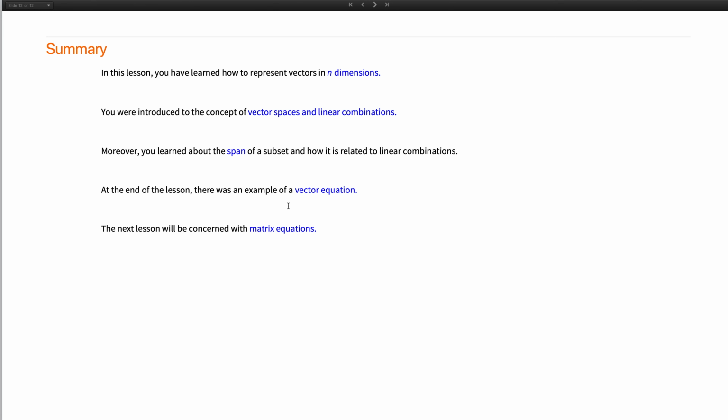So that's the end of this lesson. And in the next lesson, we talk about matrix equations. But before we do that, do review this important lesson. It's quite abstract. Do go over it carefully and be ready for matrix equations.